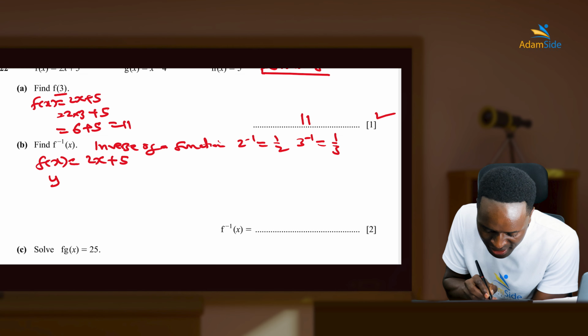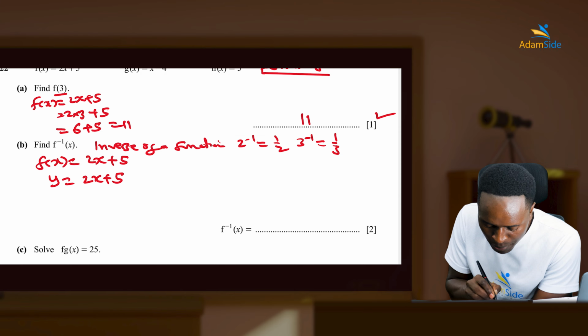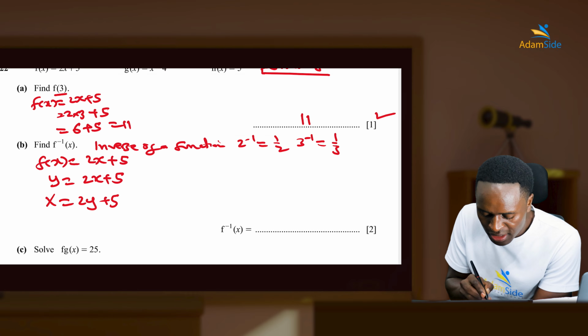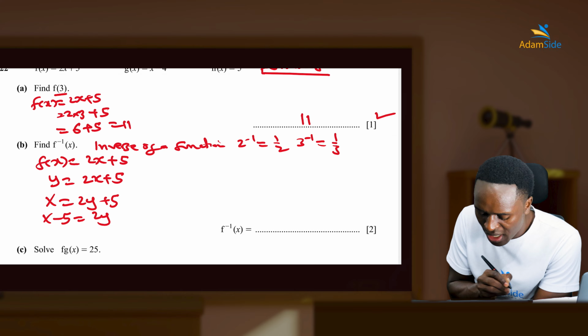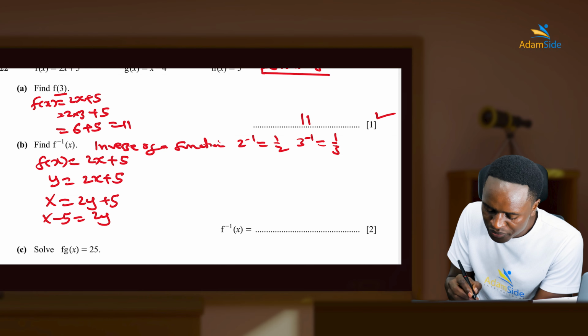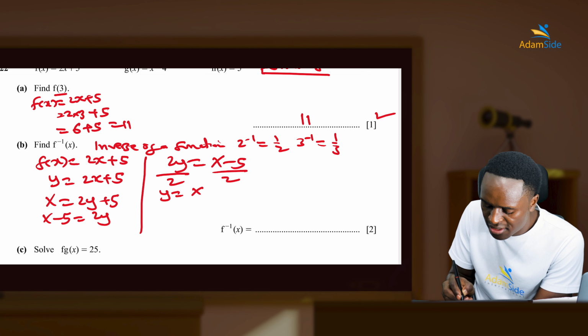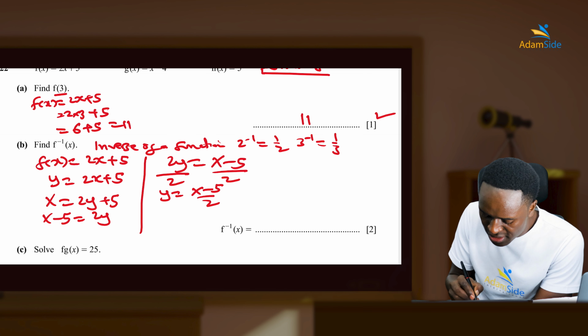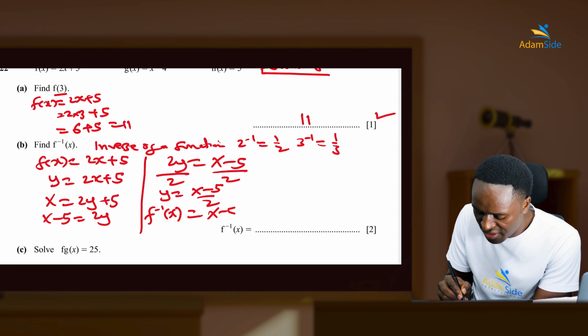In that case, you say y is equal to 2x plus 5. Then swap the variable. Where there's y, put x, and where there's x, put y. So x is equal to 2y plus 5. Now this plus 5, if it goes the other side, it will be x minus 5 is equal to 2y. Then make y the subject. So 2y is equal to x minus 5, divided by 2 and divided by 2. y is equal to x minus 5 divided by 2. And this is the same as f inverse x is equal to x minus 5 divided by 2.